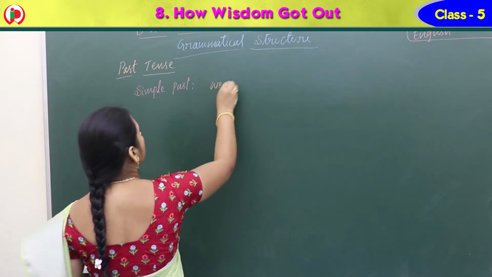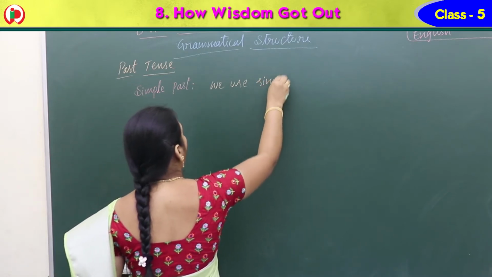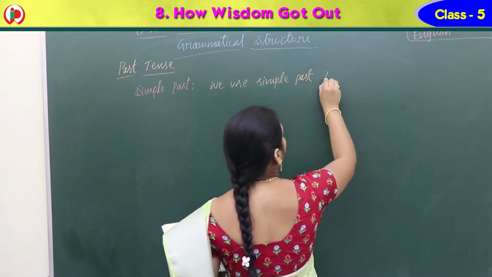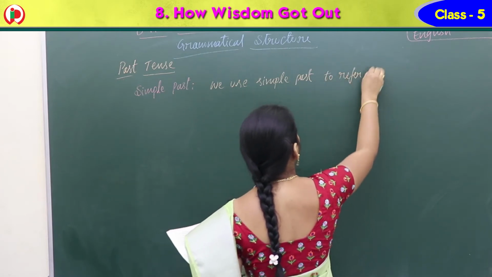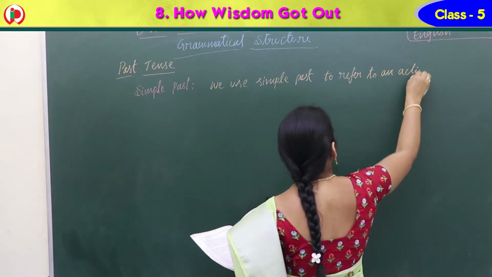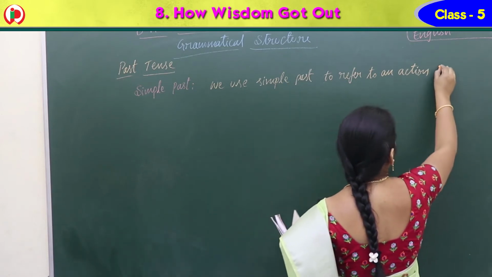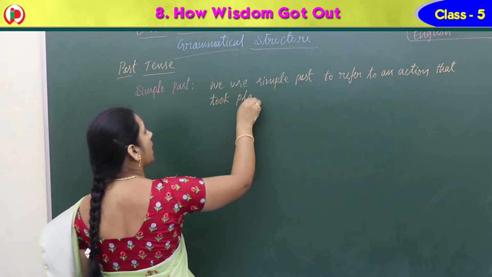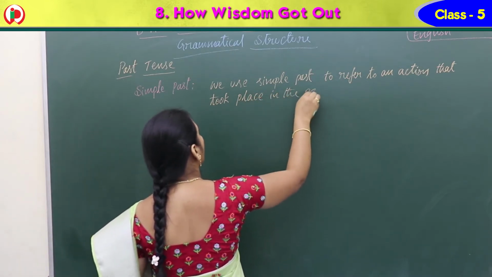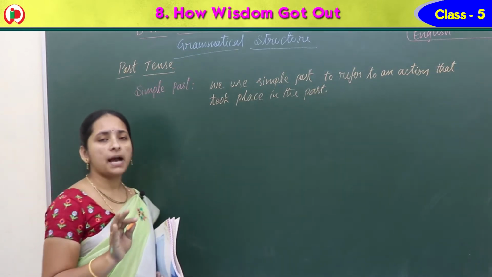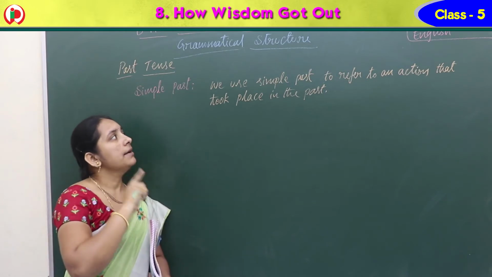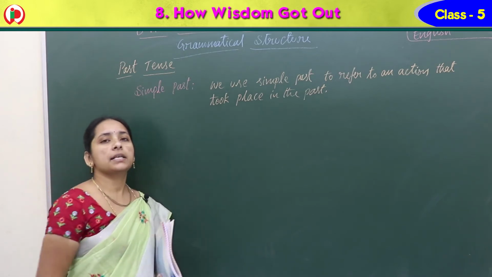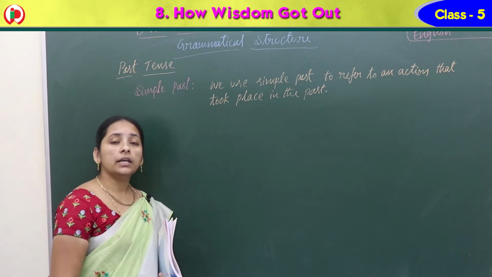We use simple past to refer to an action that took place in the past. So simply we can say simple past means a completed action in the past. Some action, some work that took place in the past. That means something happened in the past. That we call simple past.